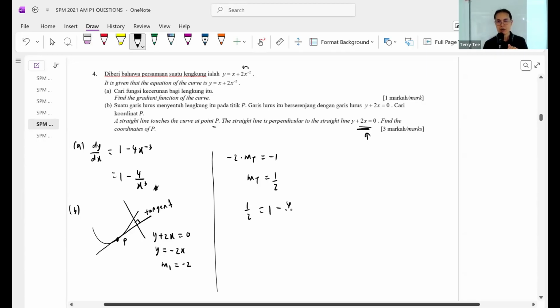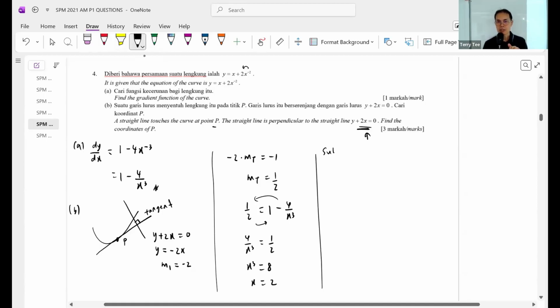This is 1 minus 4 over x power 3. Bring this to the right, bring this to the right and left. So 4 over x cubed is just what? You bring over becomes 3 over 2. Right? Wait. Did I make a mistake here? Sorry. Minus 1 over 2. Sorry. 1 minus half is minus. So cross multiply, x cubed is 8. Cube root of 8, x is 2.